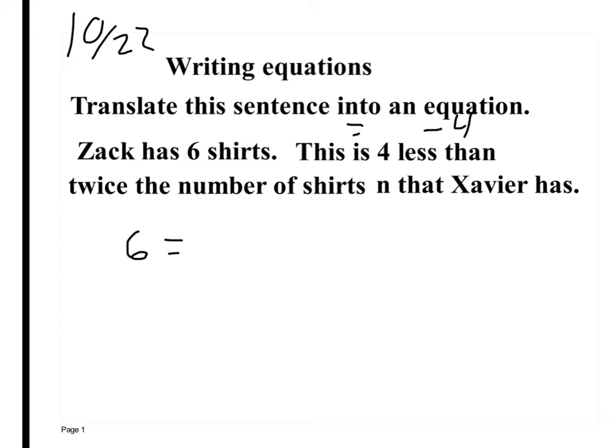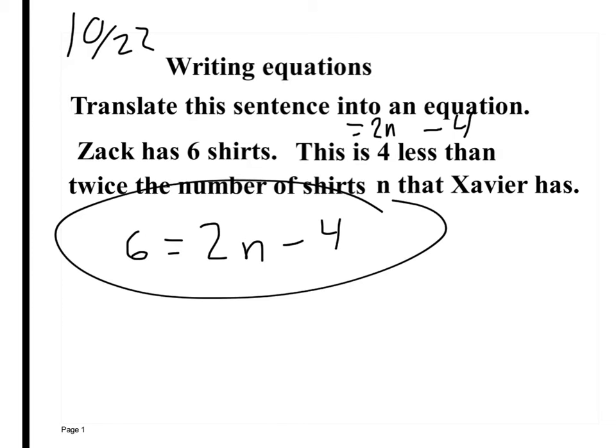It says twice the number of shirts Xavier has. Xavier's shirts is your variable. Twice means 2. So 2x. So my equation is 6 equals 2x minus 4. It does not say solve, so there's my answer.